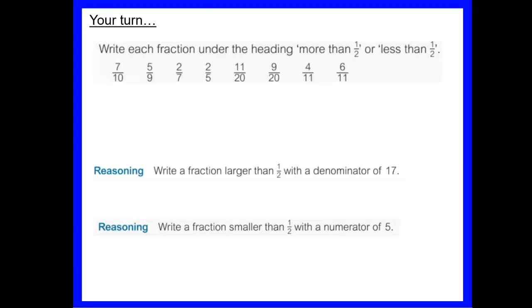Okay, so your turn. We've got some fractions there at the top. You need to write them under the headings more than a half or less than a half. If you use those as your headings, you can simply list the fractions in the appropriate column. We've then got some reasoning questions, thinking about what we've talked about in terms of our numerator and our denominator. I want you to write a fraction larger than a half with a denominator of 17, so remember that's the bottom number is 17, and then to write a fraction that's smaller than a half with a numerator of 5, so that's where the top number is 5. Pause the video, have a go, see if you can do those.